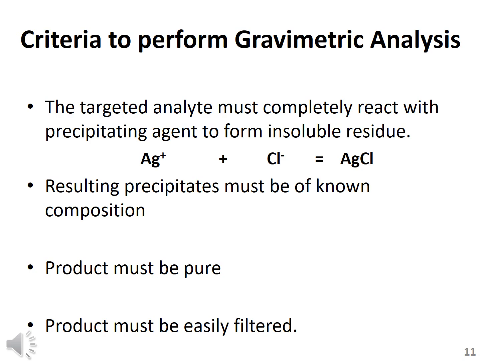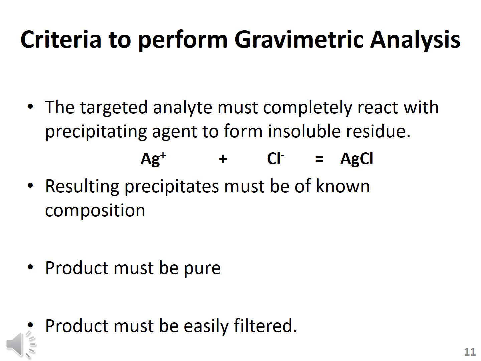The second important condition is the resulting precipitate must be of known composition. Theoretically, you are designing a reaction, and after designing that reaction you are going to perform a gravimetric analysis. You must be familiar with the product composition. If you don't know about the composition of the product, you cannot aim for the exact calculation of that compound.